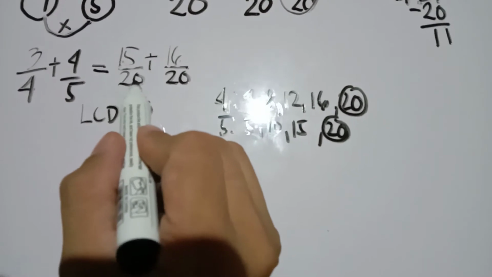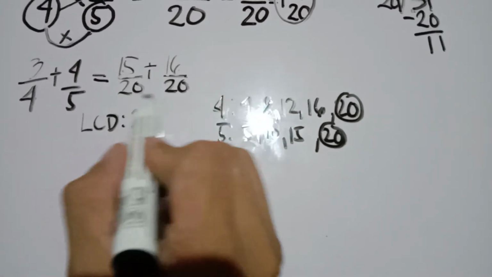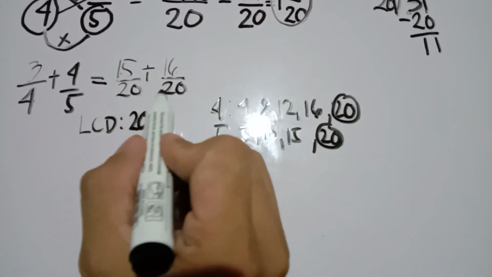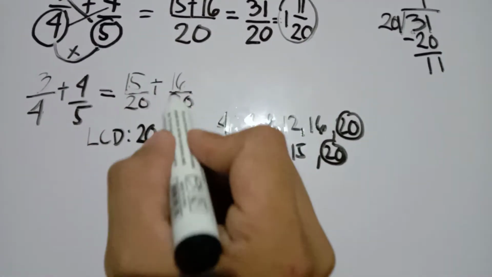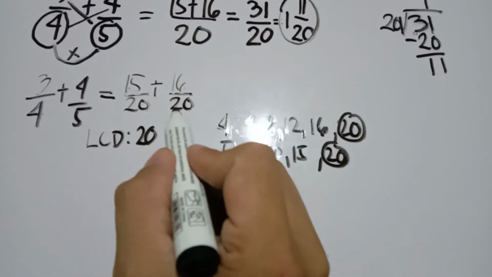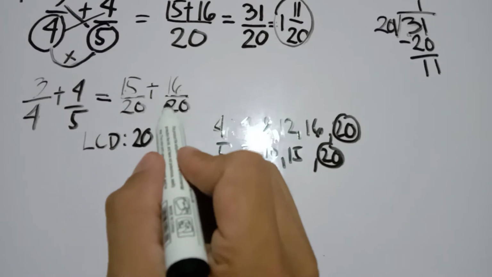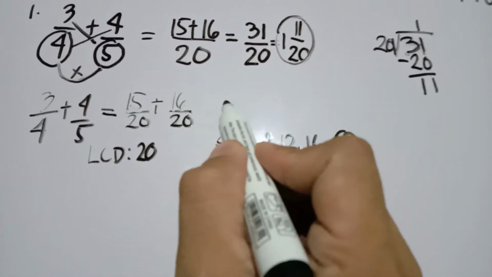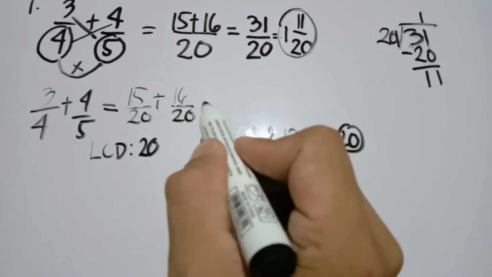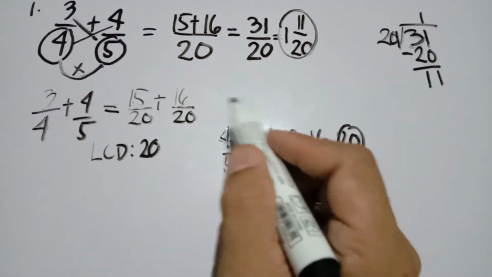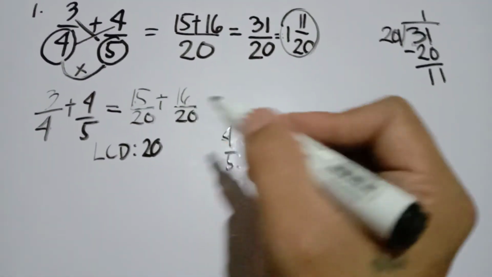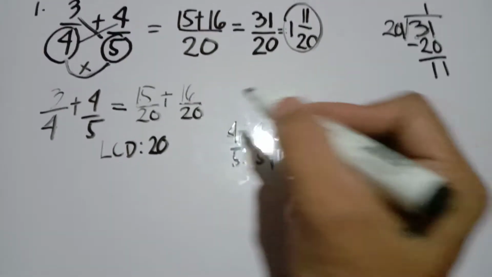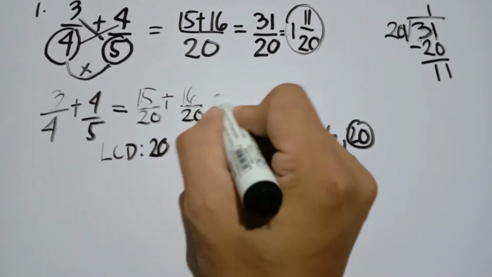And try to check, try to look at the denominators. Their denominators are the same. So the two fractions are similar fractions. So since similar fractions, yung dalawang fractions, simply add the numerators, then copy the denominators. Balik tayo dun sa rule or steps in adding similar fractions, which is add the numerators.